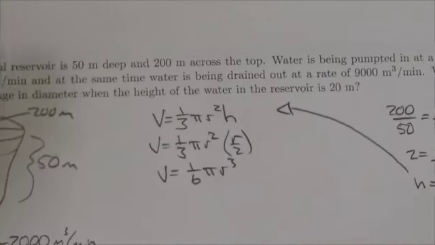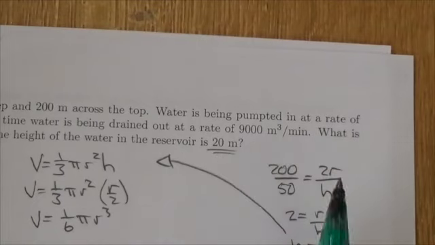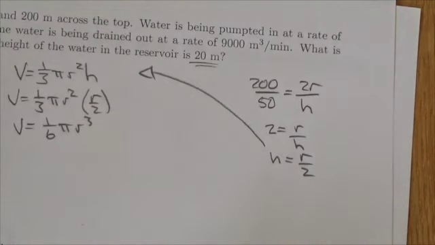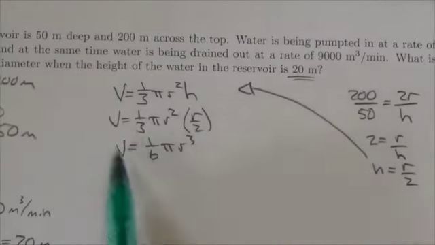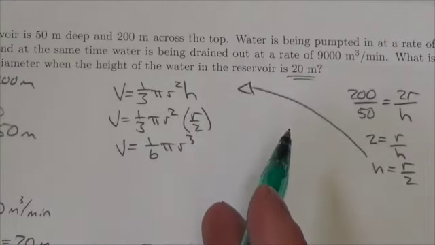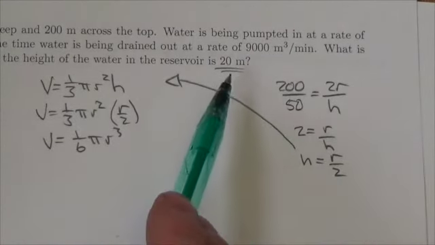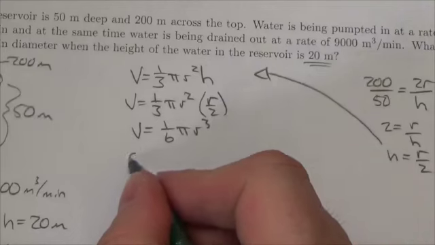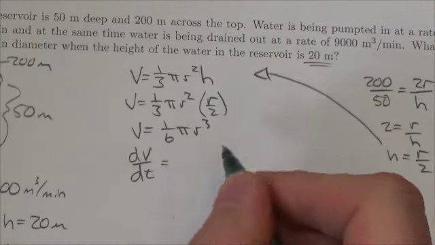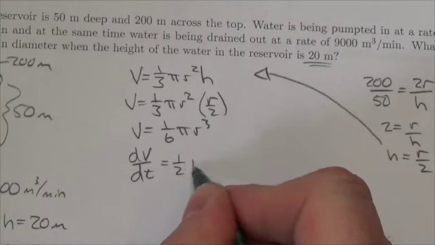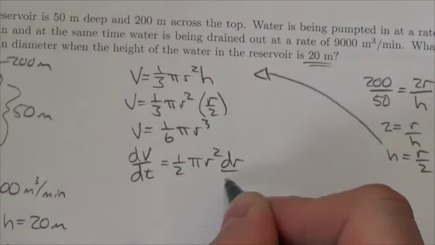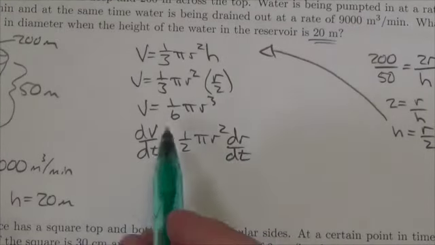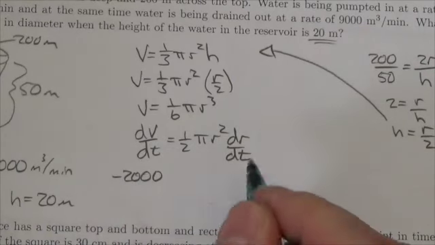Notice that it does say when the reservoir is 20 meters deep, but I'm not going to plug that in for height yet. I will deal with that in a little bit. If I plug that in too soon, I'm going to create constants that will become 0 when I take the derivative. Height is something that changes with respect to time. This is a specific value that I will plug in later. So I take the derivative right now. dV/dt is going to equal, bring down the 3, 1/2 pi r squared dr/dt. Remember, I am looking for dr/dt. I know that dV/dt is negative 2,000.